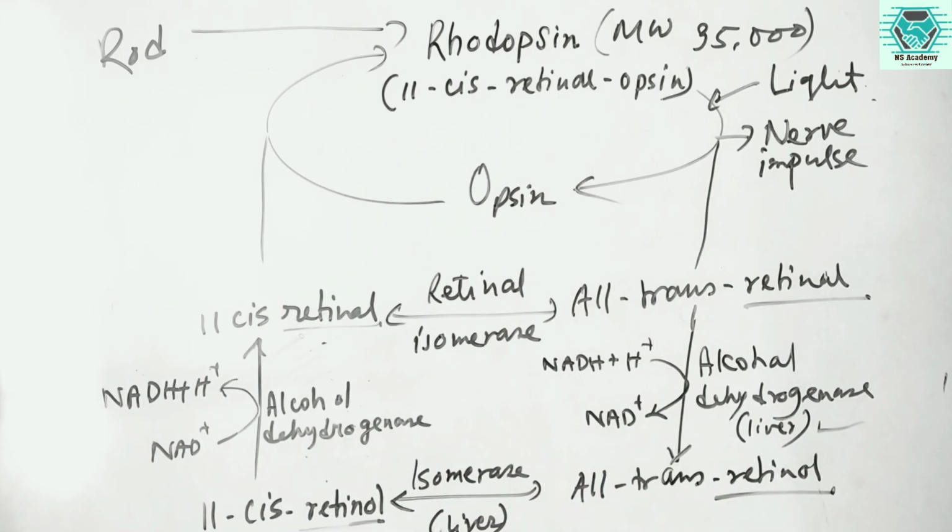And in our next videos I will go through the other functions of vitamin A, as I have already discussed: proper growth, differentiation, reproduction, maintenance of epithelial cells, etc. And I will also focus on color vision by the cone cells.